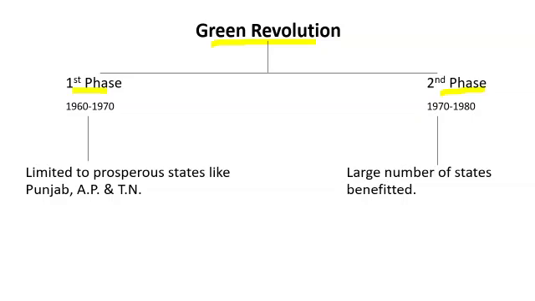The use of high-yielding varieties of seeds was limited to the more prosperous states like Punjab, Andhra Pradesh and Tamil Nadu. The wheat-growing regions got the benefit of the use of high-yielding varieties of seeds. In the second phase, which began from 1970 to 1980, a large number of states and a variety of crops got the benefit of high-yielding varieties of seeds.